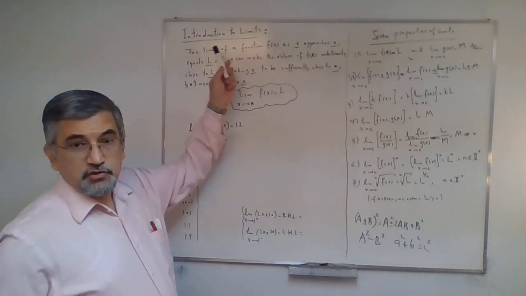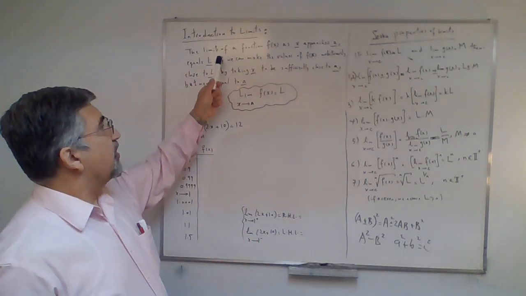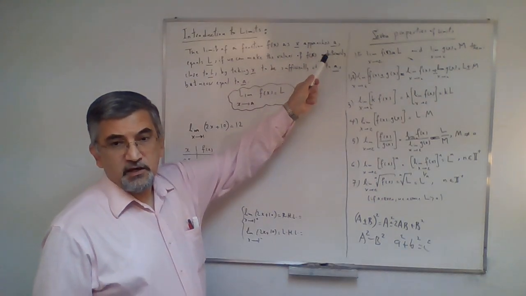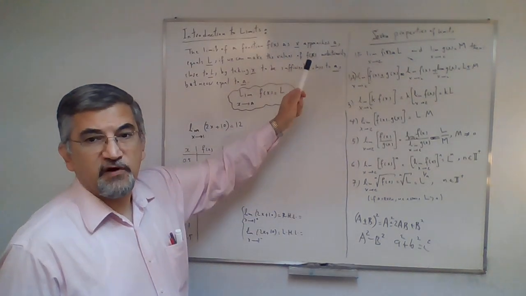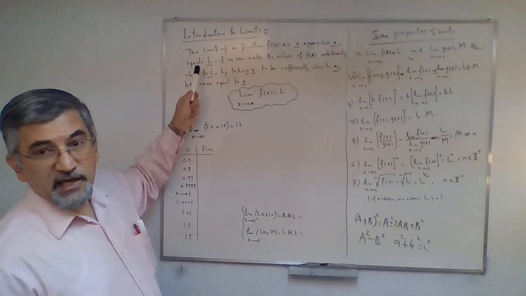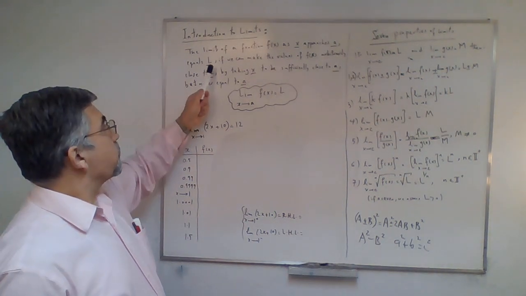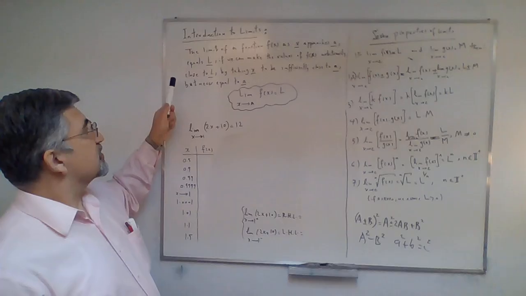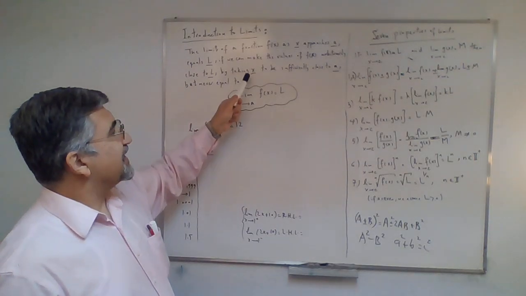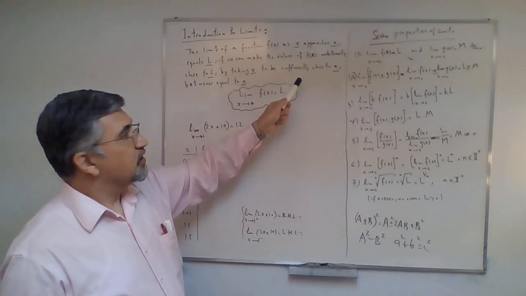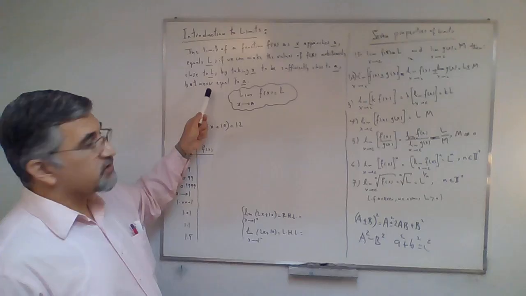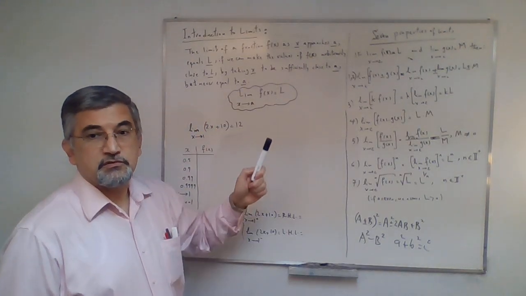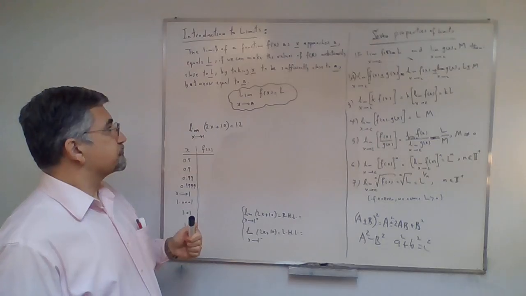So, introduction to limits. It says the limit of a function f of x as x approaches a, and a is just a number, it could be like 2, 5, whatever, equals L, which is another number, if we can make the values of f of x arbitrarily close to L by taking x to be sufficiently close to a but never equal to a. That's the official definition of limit of a function.